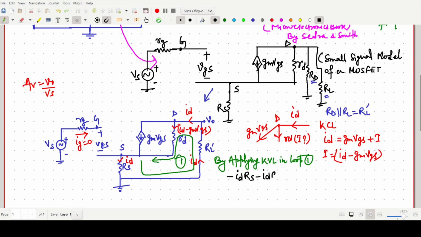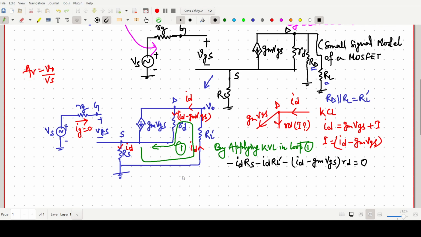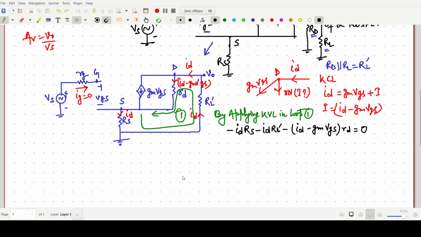ID into RL dash. This one is RL dash. Then again we are going in the current direction, so we can write minus ID minus gm VGS into RD equals 0. Very simple KVL. Okay, so from this one, we are not using our numerical values now. First, we are concentrating on the theory of how to encounter such questions. So now we have written all the terms.